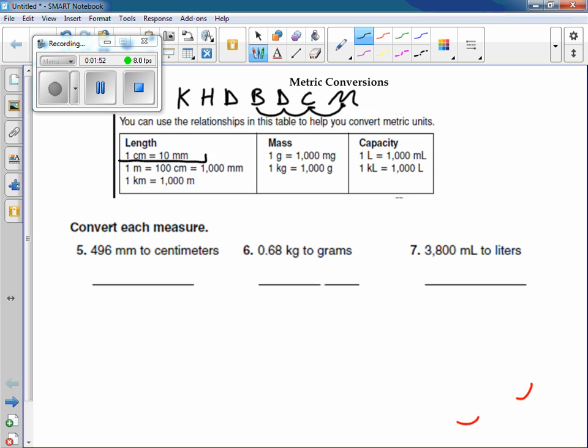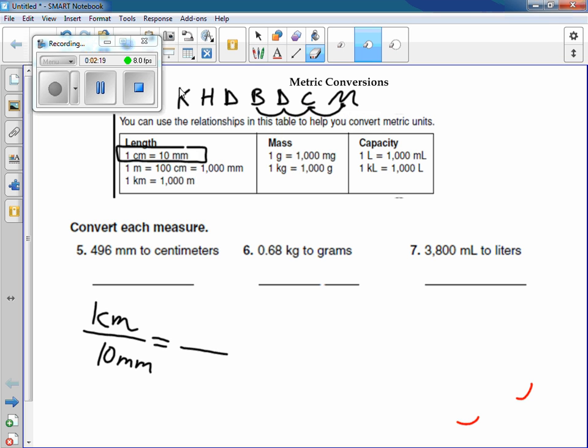I'm going to show you another way to set this up, by using this conversion right here. If I know that 1 centimeter is equivalent to 10 millimeters, I can write 1 centimeter is the same thing as 10 millimeters. Then I'm going to make that equivalent to what we're trying to figure out, this 496 millimeters, so I'm going to create another ratio. Oops, I did that wrong. I should say centimeters here. I apologize. We're going to make that equivalent to 496.